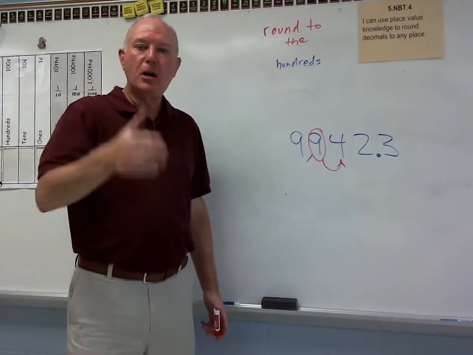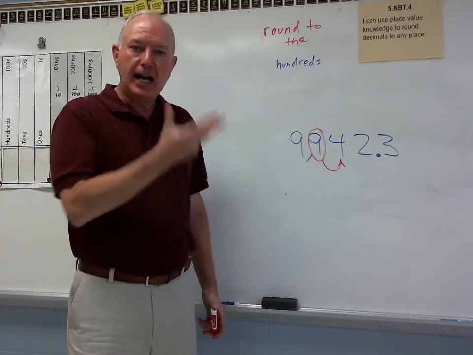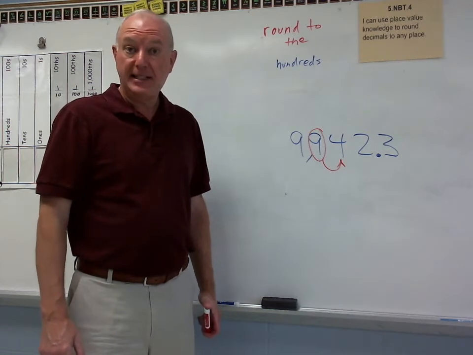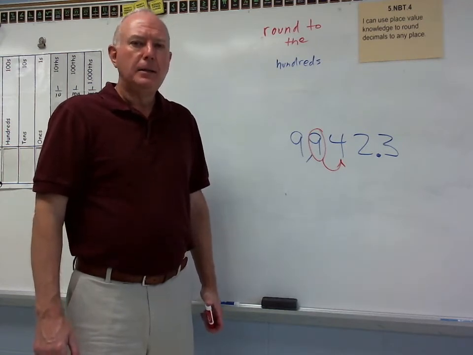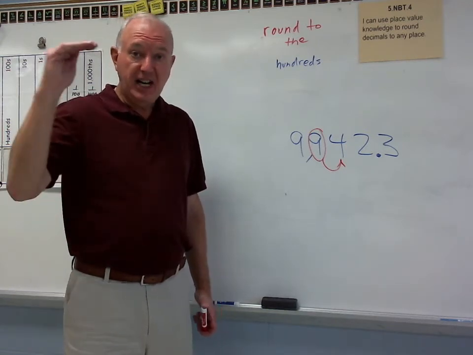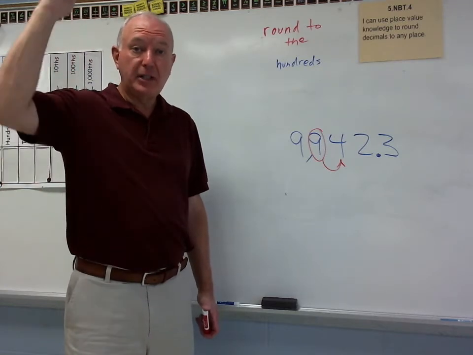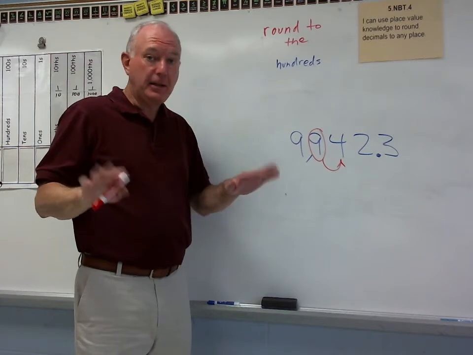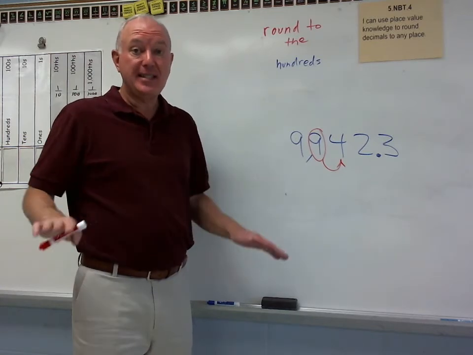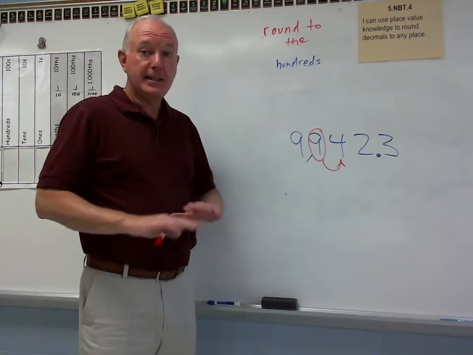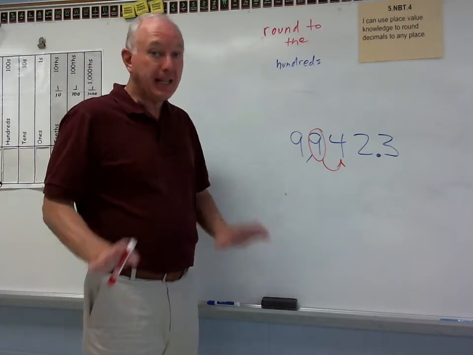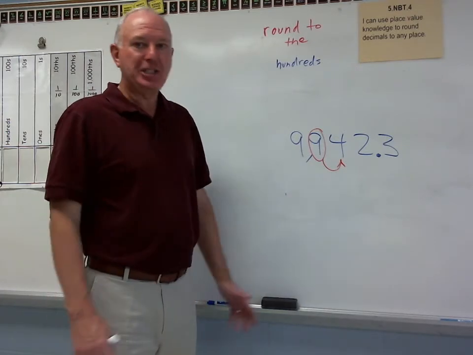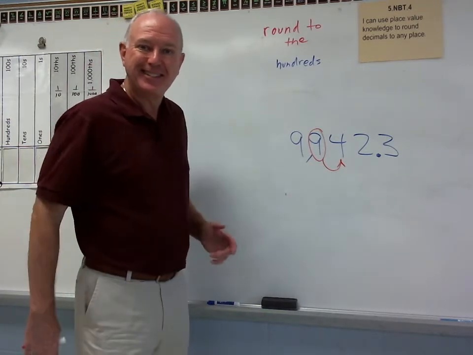Now, is that boss large enough to make that 9 jump up? Is it? No. It has to be 5 or more. 5, 6, 7, 8, or 9. It's not. So the 9 stays the same. It doesn't get smaller. It just stays the same. The 9 says, no, boss, I'm just going to do my own thing. I'm going to be myself. You can't change me. You're not big enough to change me.